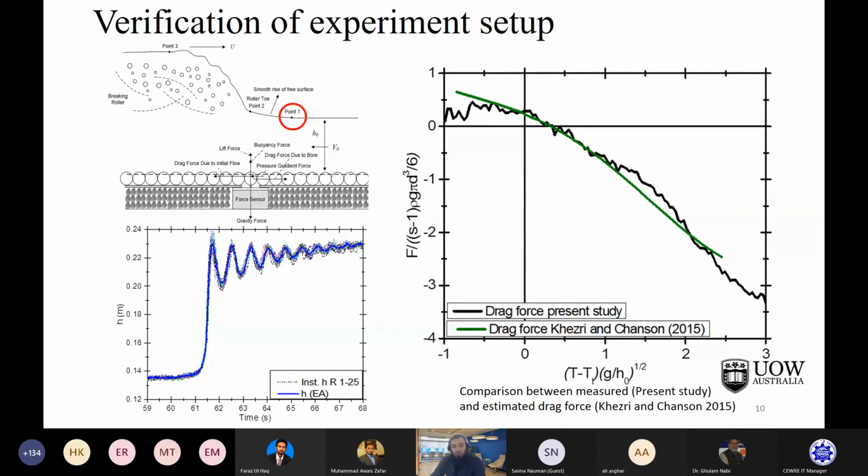So the tidal bore was divided into 3 points. Point 1 starts from the smooth rise in the free water surface, point 2 is the roller toe, and point 3 is the peak of the first wave crest.